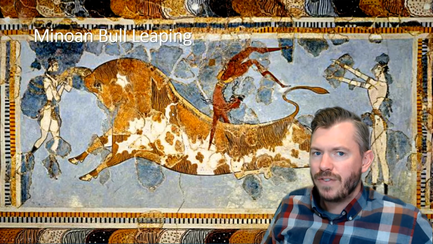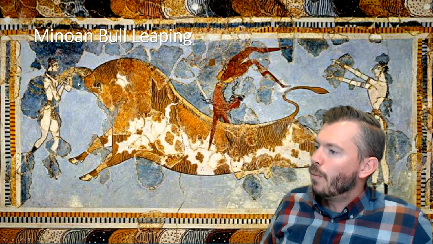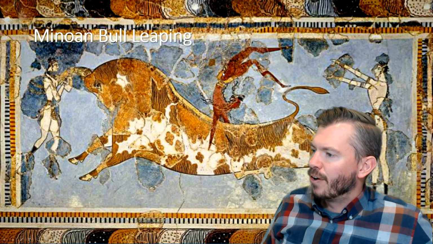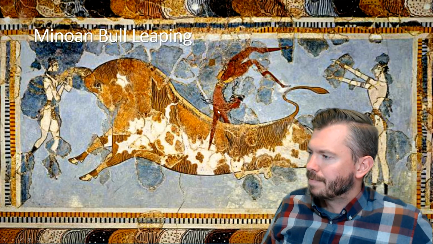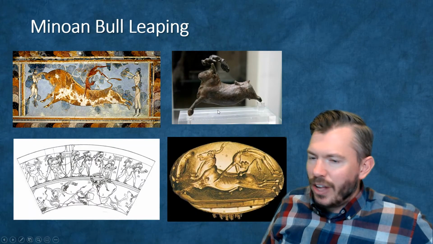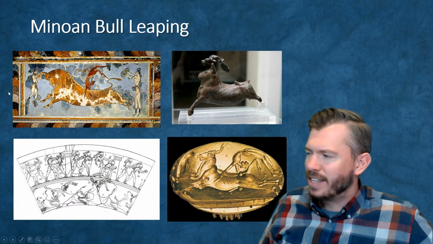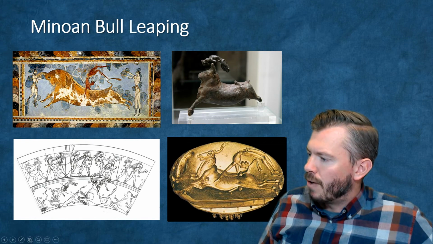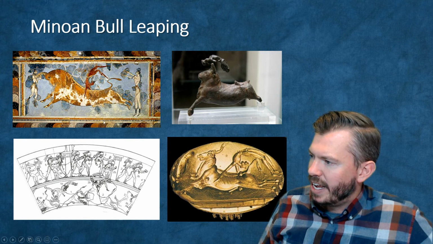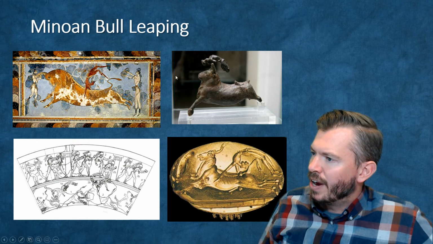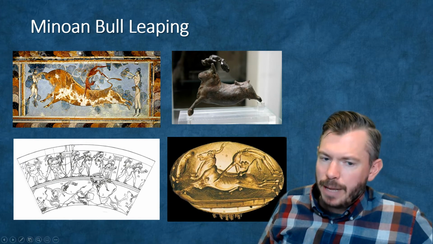So this is one of the most famous frescoes from the site. Once again, somebody leaping over the back of a bull. And then you can look at this in other sorts of artifacts as well, right? So we've got the bull Rhyton. That's the drawing here. We've got this fresco here. We've got a little figurine of somebody leaping over a bull.